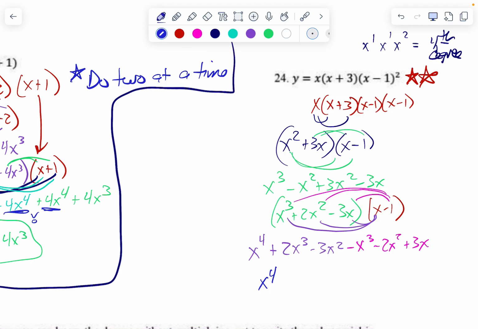We just have the 1 x to the 4th. Now we have 2x cubed minus x cubed, so that's just x cubed. Since I dealt with them, I'm going to cross them off my list so I know I don't have to do it twice. Then I see negative 3x squared and negative 2x squared, so that's negative 5x squared. Now I've done those, get them off the list, and then plus 3x at the end. And that proves that we had a fourth degree polynomial.